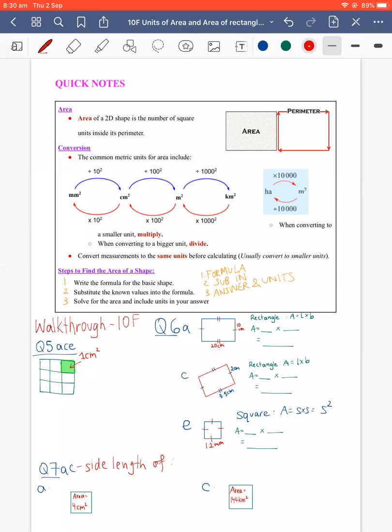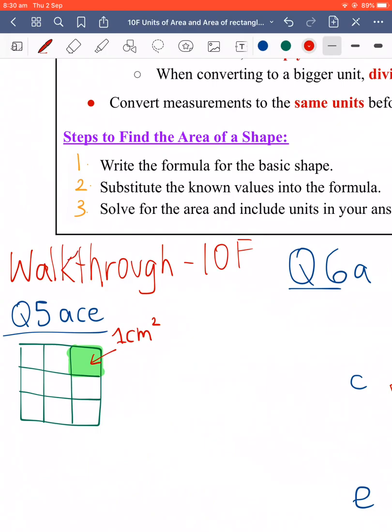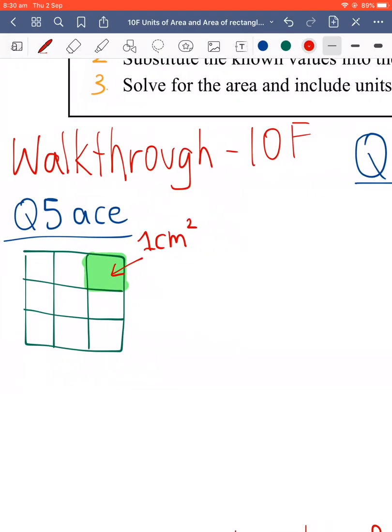Welcome to your walkthrough for exercise 10F. So in our questions, we've got a couple to do, but they're not too bad. In particular, with this first one for question number 5, you have A, C, and E.